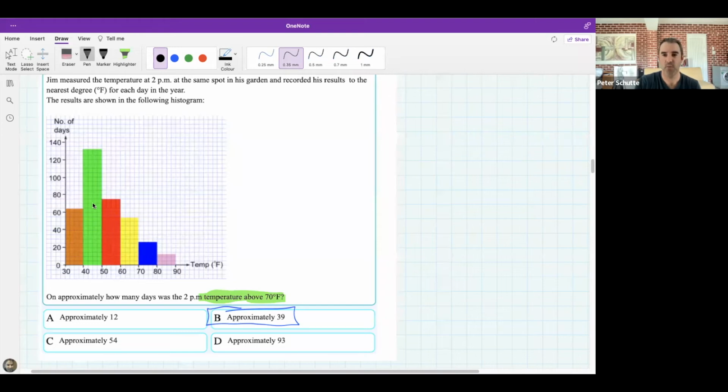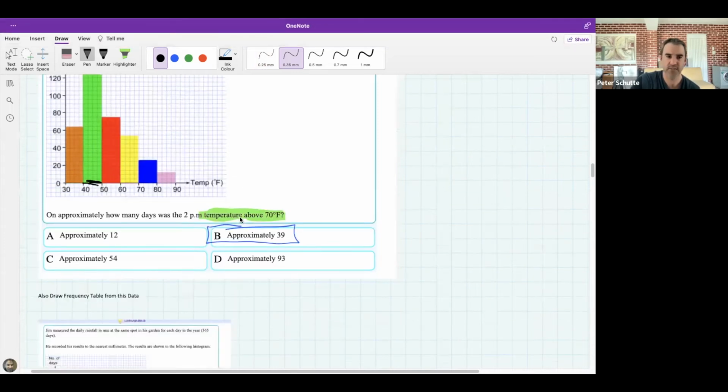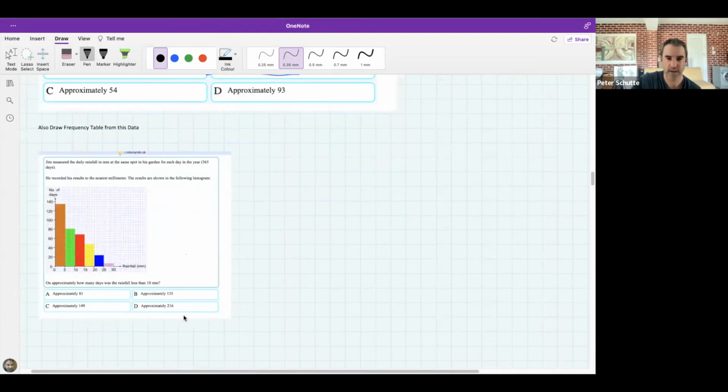So the modal interval is the one that occurs the most. So it's going to have to be this one over here. And so it's going to be between 40 and 50. Now for the median interval, we would probably need a bit more help from our table. If I was asking you about the median interval, we would probably have to do some more calculations. Well, we wouldn't have to have a table, but it would be helpful. Okay, let's do one more, and then we're going to take a break.